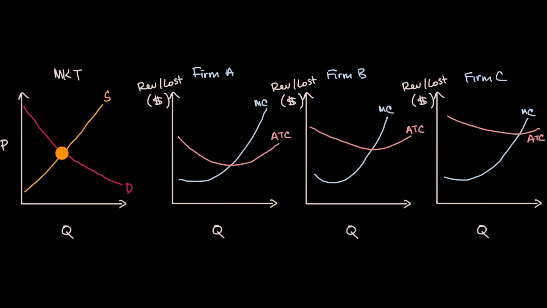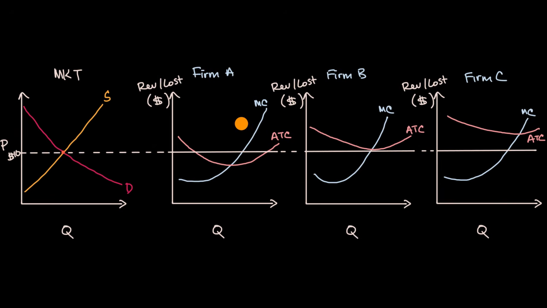And where the supply and demand meet, that tells us the equilibrium price and equilibrium quantity in the market. And we can show that with that line, and let's just say that equilibrium price is $10. And as I just mentioned, that's going to have to be the price that all of the firms in the market, if we're talking about a perfectly competitive market, would just have to take.